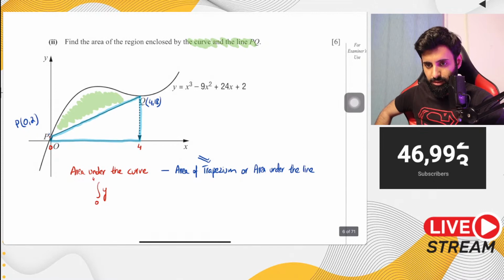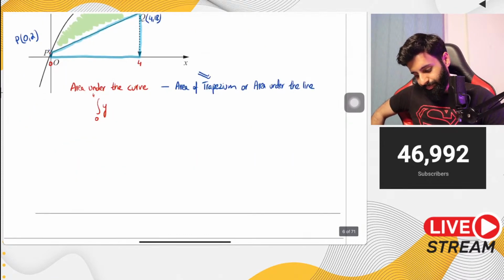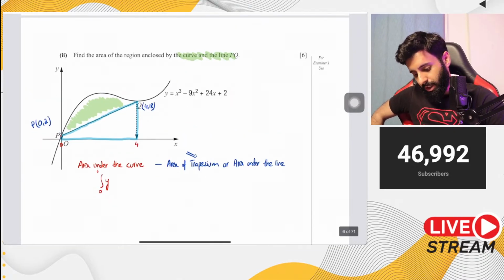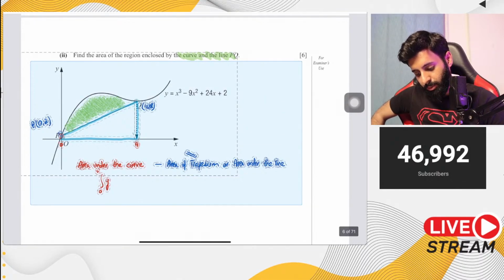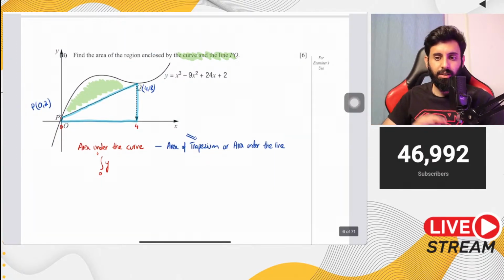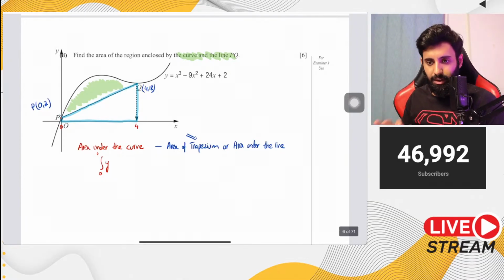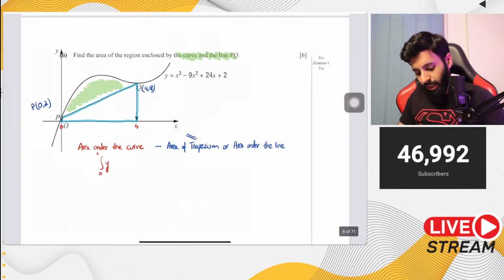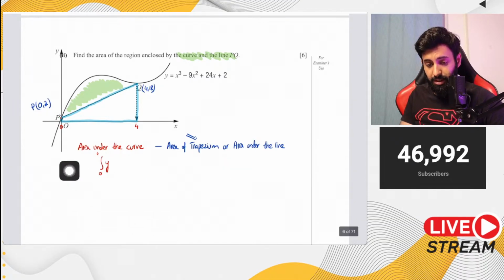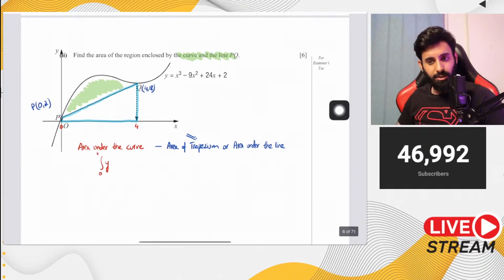Now, what was the benefit of this? The benefit is that we got a direction. Now we know in what direction we need to work, and that's very important. Otherwise, we'll just be brainlessly integrating without any direction. So now we have a direction. We know that we have to find the area of the trapezium. We know we need to find the area under the curve. We know what limits we have to use. So it's much easier now.